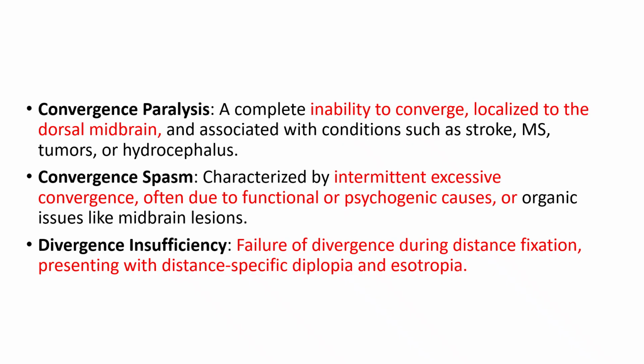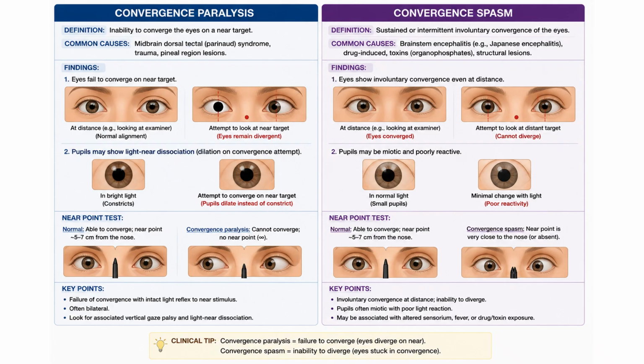Here we can see images showing convergence paralysis and convergence spasm. The first image, convergence paralysis. The key feature is failure of convergence with intact light and near reflex. It is often bilateral; look for the associated vertical gaze palsy and light-near dissociation.